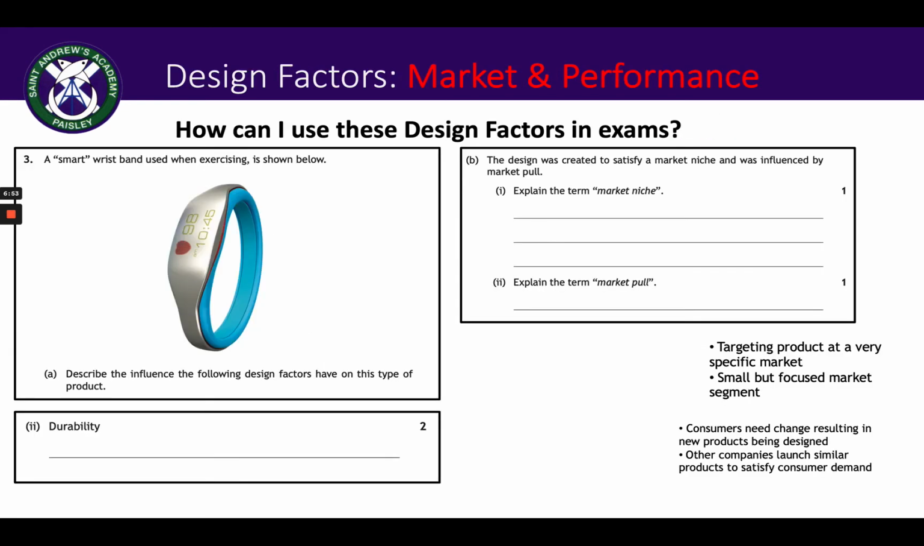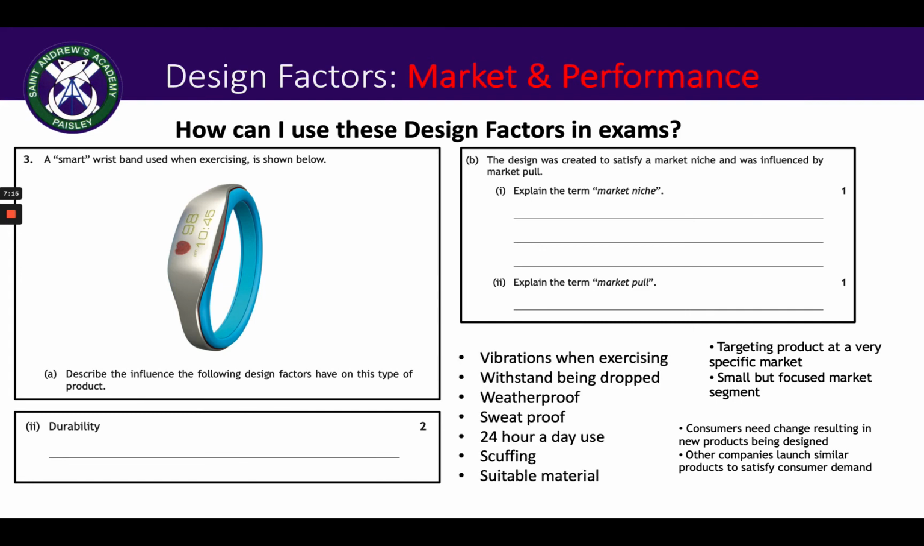Okay, so how can you use these design factors in exams? Right. So here is an exam question below. A smart wristband used when exercising is shown below. Part A, describe the influence the following design factors would have on this product. So durability. Right. So when you're thinking of durability, you want to think about how well this product will last.